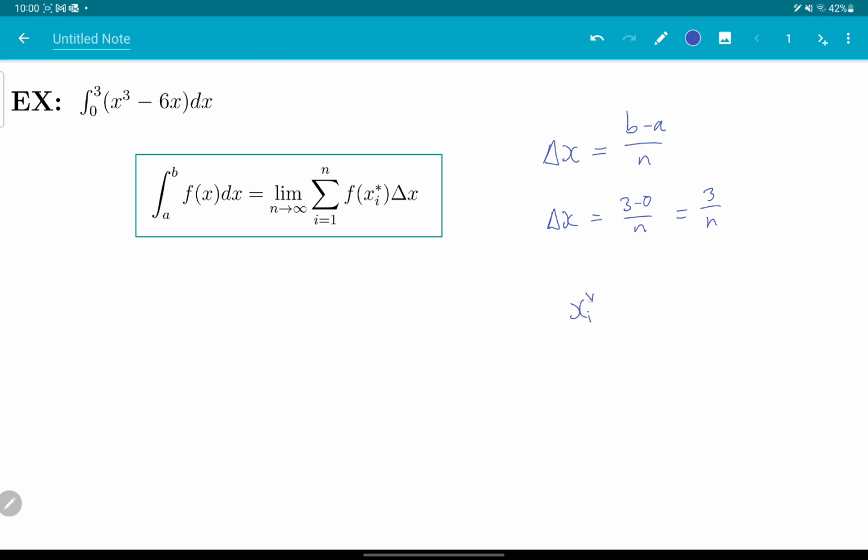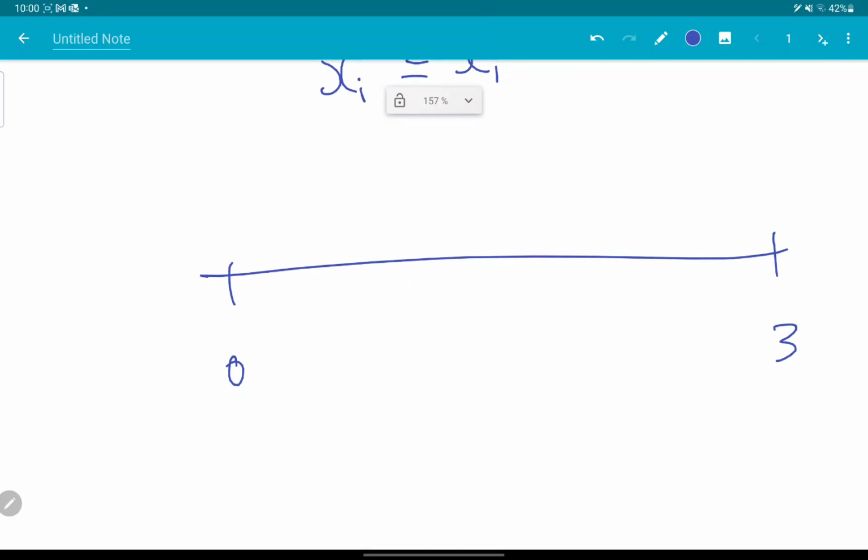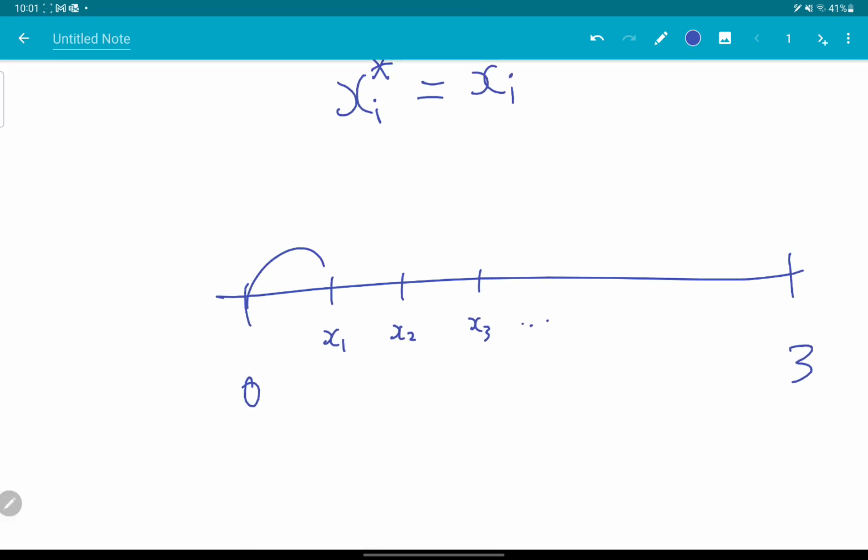Now, xi star, we are going to let that just be xi. So we're going to let that just be right endpoints. So we'll be taking the interval from 0 to 3, and we'll be breaking it up into n subintervals. So this will be x1, this will be x2, x3, and so on.